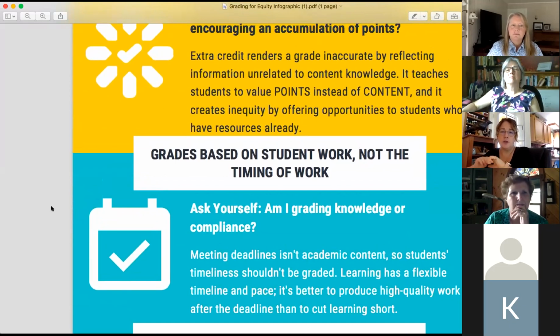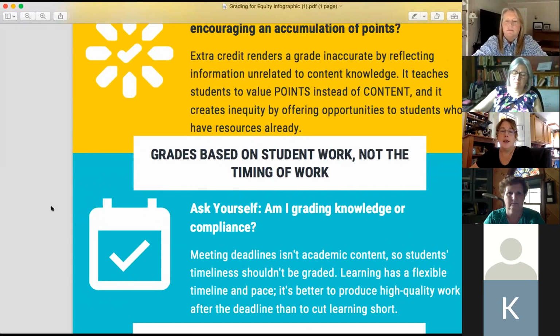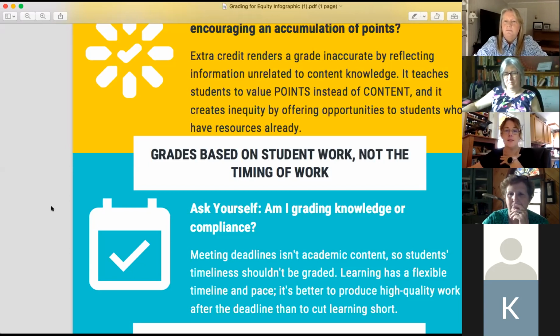And moving on to the next piece, grades that are based on student work, not the timing. So we come up with a question, am I grading knowledge or compliance? Many of my colleagues in my school do this a lot. They take points off when work is turned in late. And there are so many different reasons why that can happen. But meeting those deadlines isn't academic content, okay? Learning should be flexible and on pace, but what we felt was that it was better to produce a high quality piece of work after the deadline than cutting the work short, just as good practice.